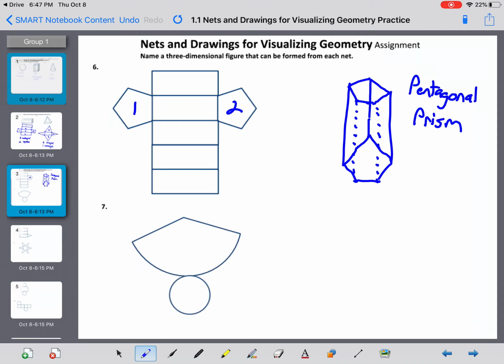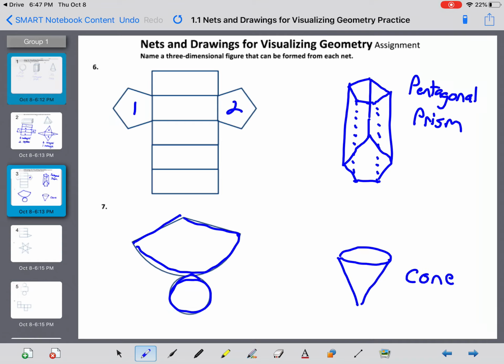Number 7 is a little on the easier side. You have this fan-looking shape right here. And then you have a ball, or a circle, I should say. Well, you know what that's going to look like. That's going to be a cone.